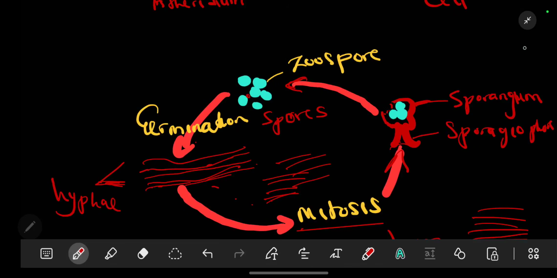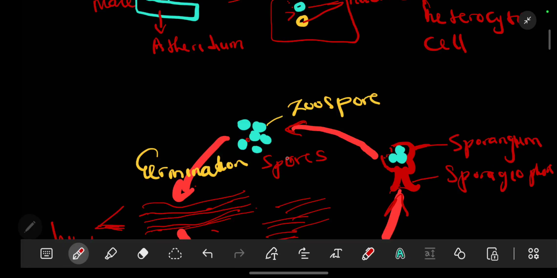Sexual reproduction, on the other hand, so the only difference before we move on any further is the zoospores. The Zygomycete produces sporangiospores.